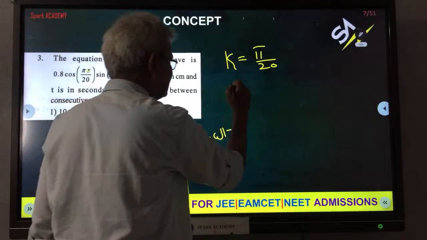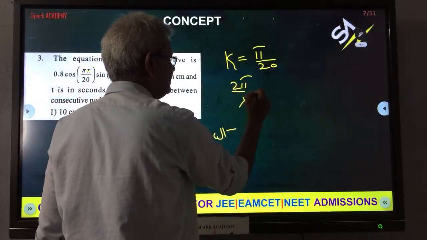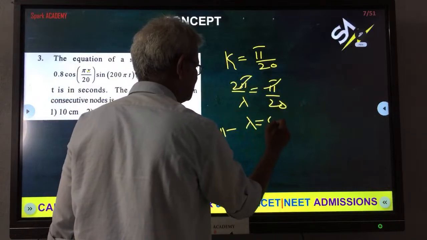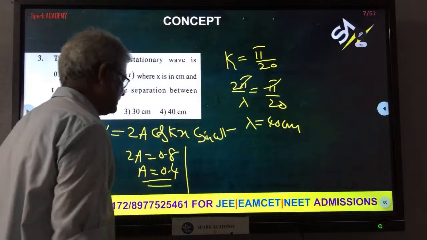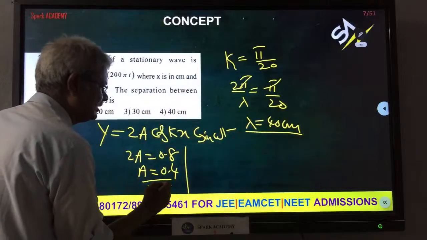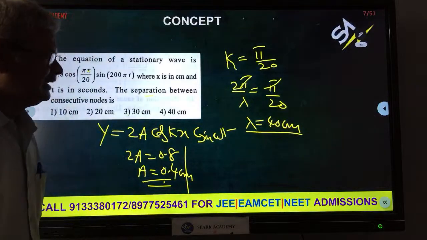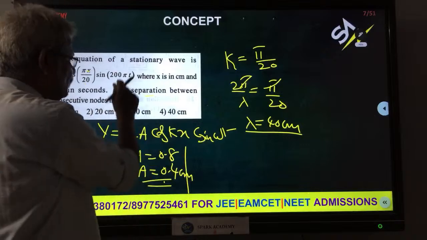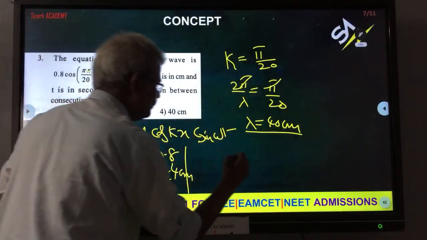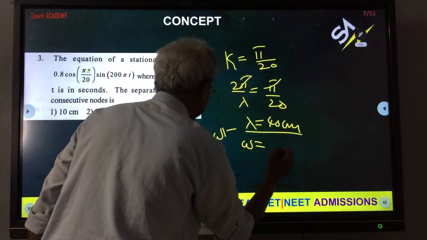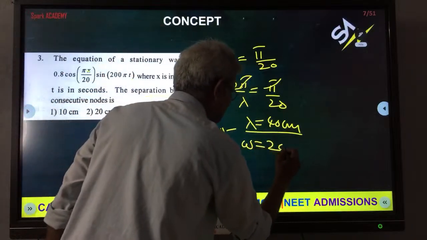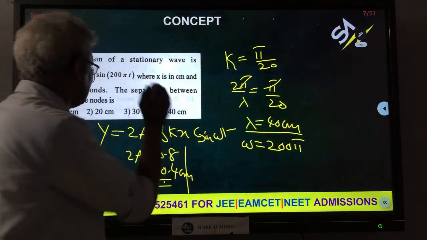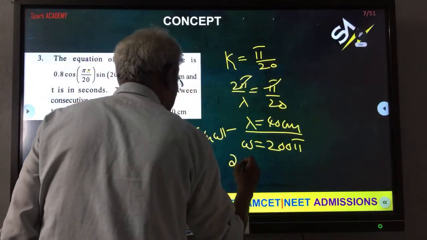So from this, what is k? 2 pi by lambda is equal to pi by 20. So this gets cancelled. And lambda, how much did we get? 40 centimeters. A, how much did we get? 0.4 centimeters. Lambda is 40 centimeters. And next, whether it is required or not, I will calculate this. And what is the coefficient of t? Omega. So omega is equal to 200 pi, by comparing these two equations. And here, what is omega?